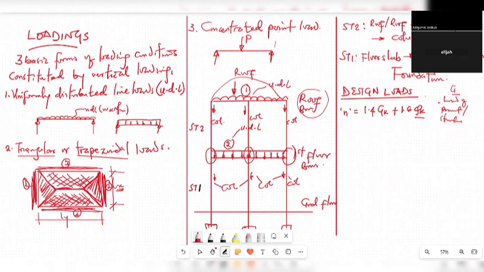Exactly. Yes, sir. So this one can be obtained by calculating the load of the structures and the elements themselves and all of those things. But the live load varies depending on the usage. I hope you got that. Yes, sir. Live load depends on the building. It varies depending on the usage of the structure.